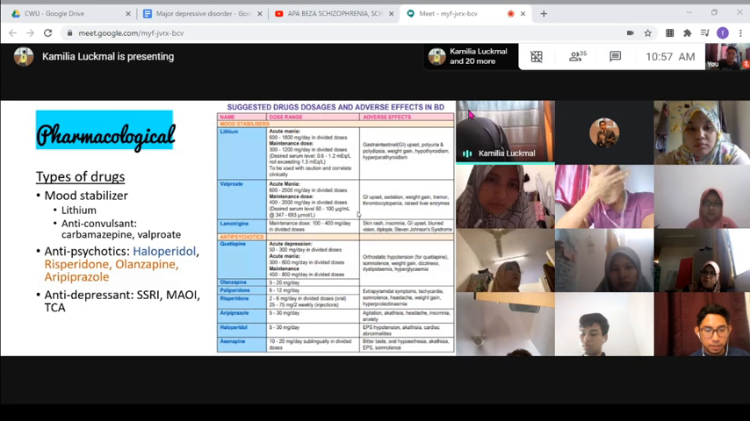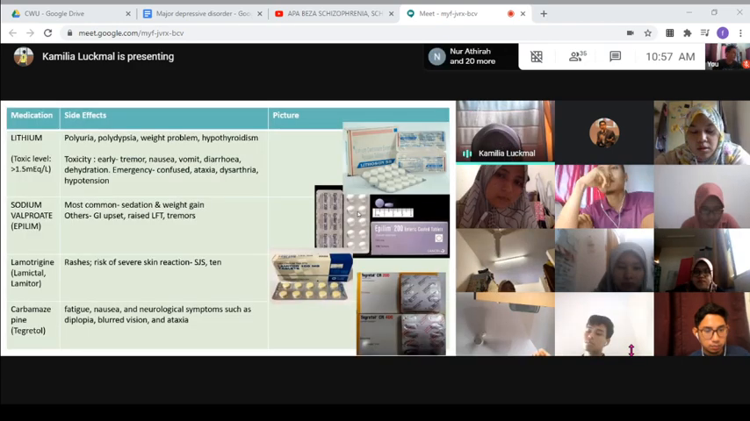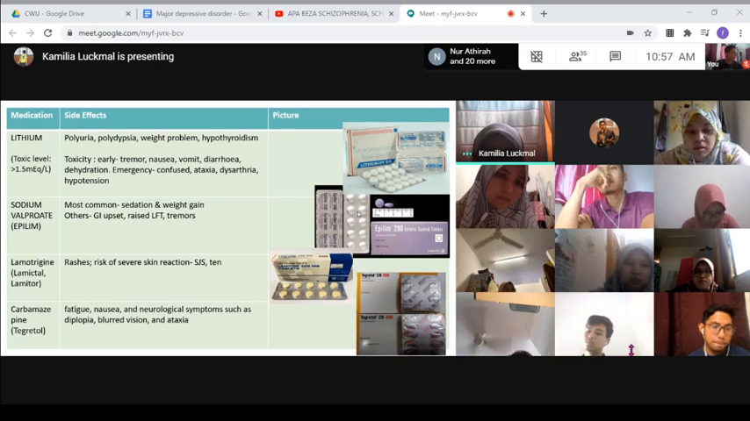during follow-up. And then for sodium valproate, also known as Epilim, the most common side effects are sedation and weight gain. So better to tell the patient to take the medication during bedtime because of its sedative effect.